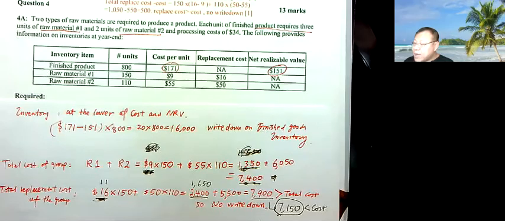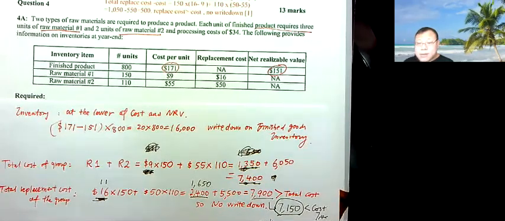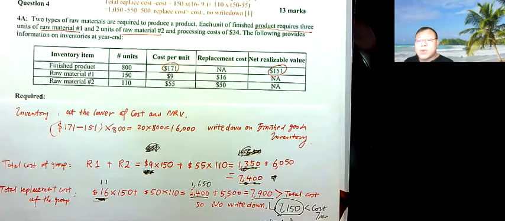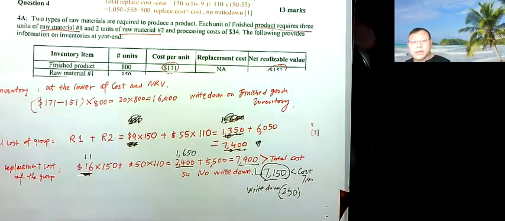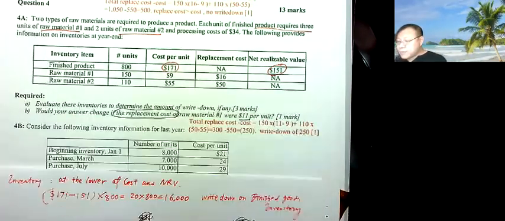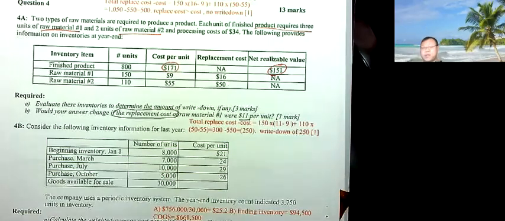Then you have to write down the difference. 7,400 versus 7,150. That's 250. Write down 250. Okay. So that's the first question.